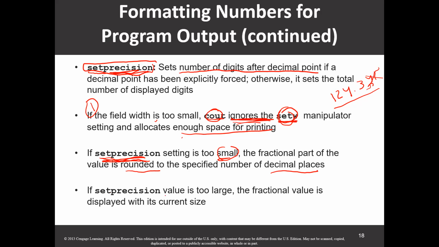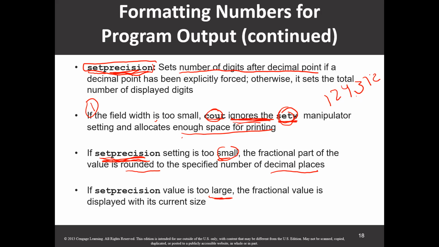Okay, if the setprecision value هذا طبعا at least في one. If the setprecision value is too large, the fractional value is going to be displayed as it is. لما أقول لك مثلا setprecision 10 والرقم حقي اللي راح ينطبع as 124.312 for example. طيب وأنا الست بريسيشن حقي قلت 10 أبي 10 أرقام بعد الفاصلة يعني أكبر بكثير من the current number. معناته خلاص it's going to be printed as it is.